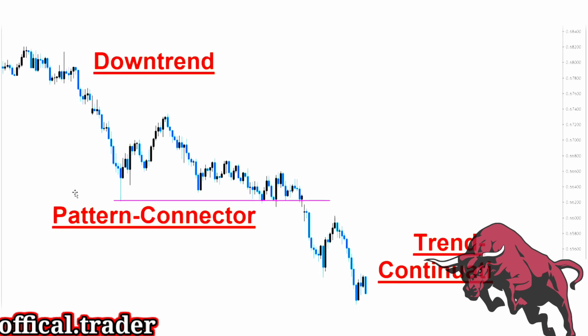Obviously, the pattern connector could also happen as a connection between two trending phases in the same direction. So we have a primary downtrend, and then here the pattern in the middle of the trend connects the starting downtrend to the trend continuation. So patterns are not only connecting different trends, but they also happen within trends. So you have reversal patterns, and you have trend continuation patterns. And we will learn to trade both.